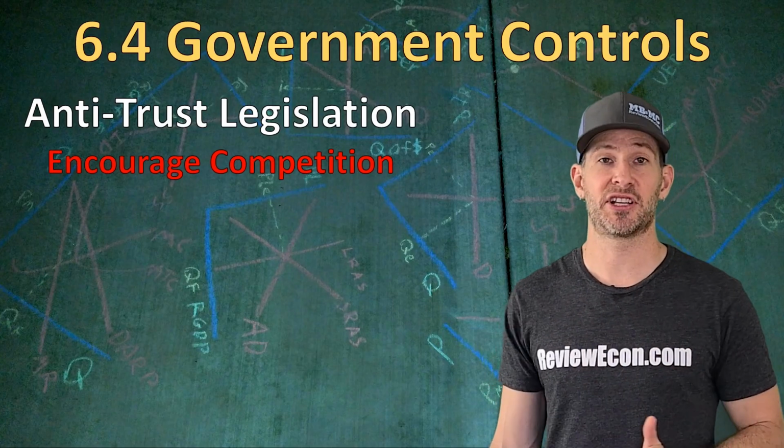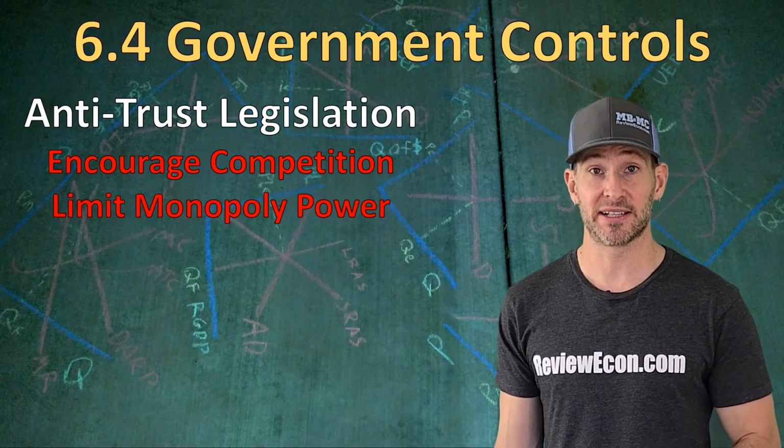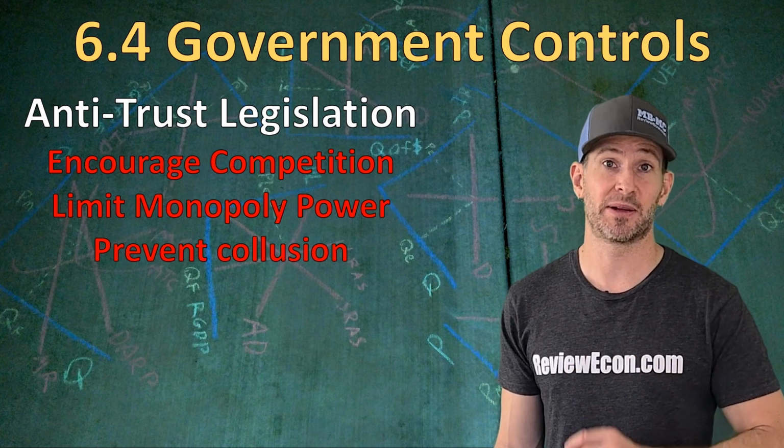As an alternative to price ceilings, sometimes the government will just regulate monopolies through antitrust legislation. It encourages competition, it limits monopoly power, and in regards to oligopolies, it prevents collusion. Those are some ways to deal with the monopoly power problem.